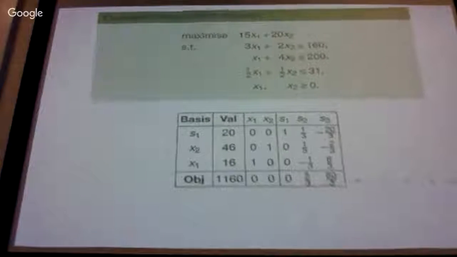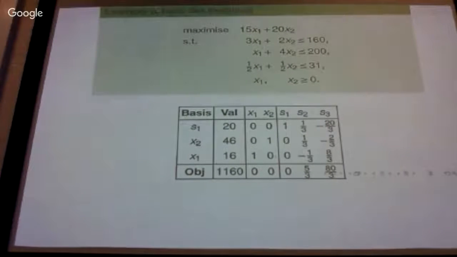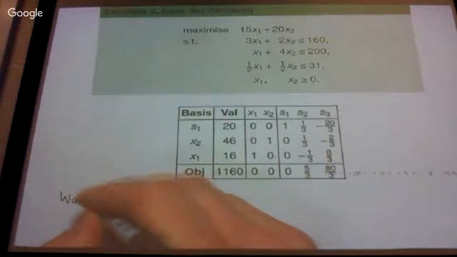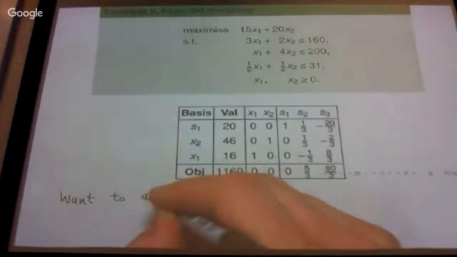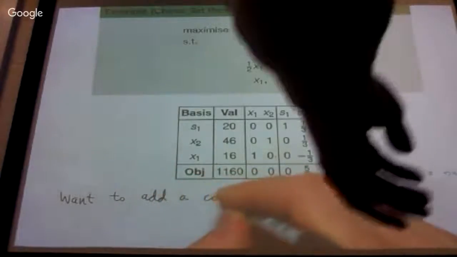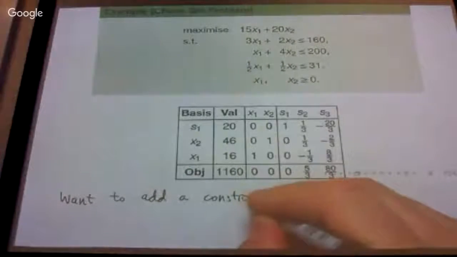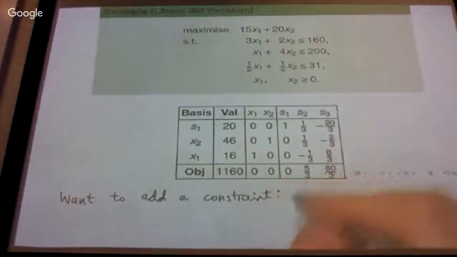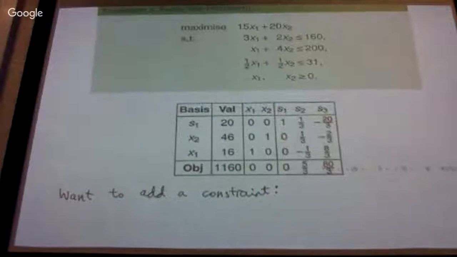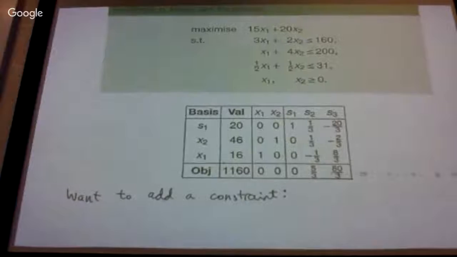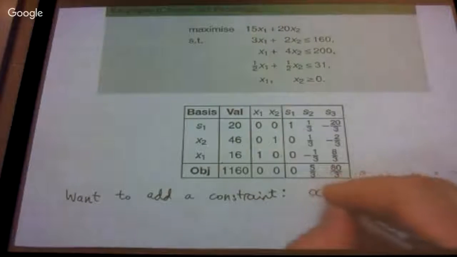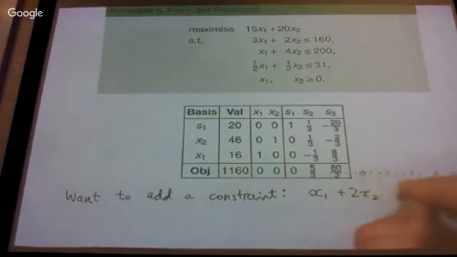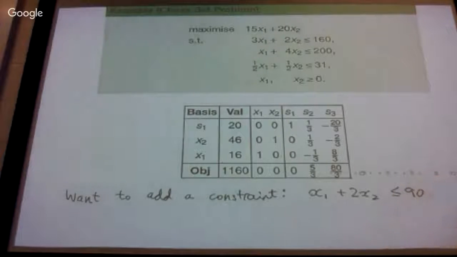Anyway, the example on which we're learning how to add a new constraint is, we want to add a constraint which is x1 plus 2x2 is less than or equal to 90, for some reason, or whatever the reason is.